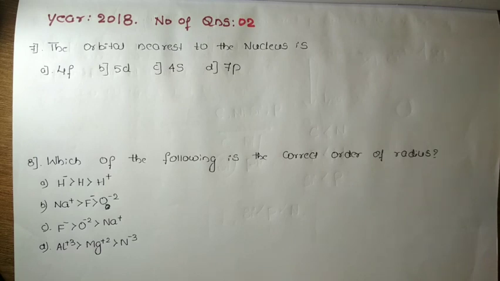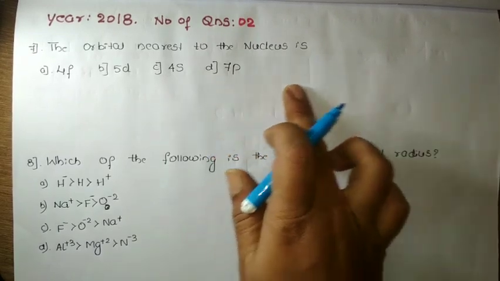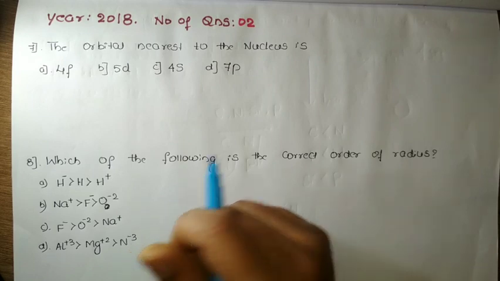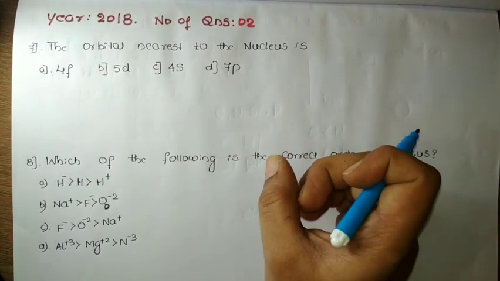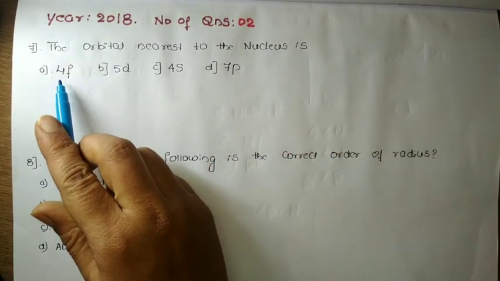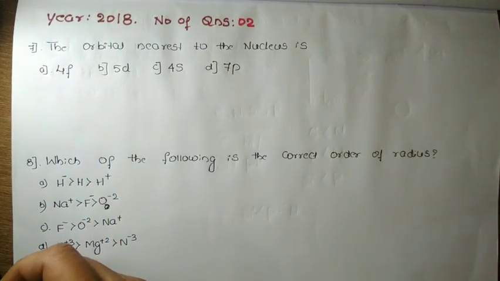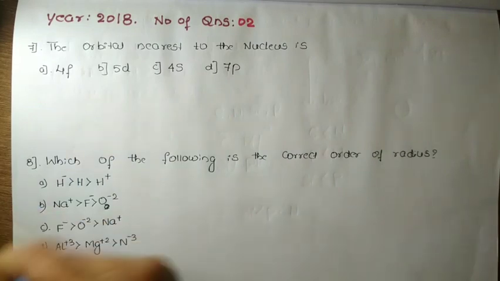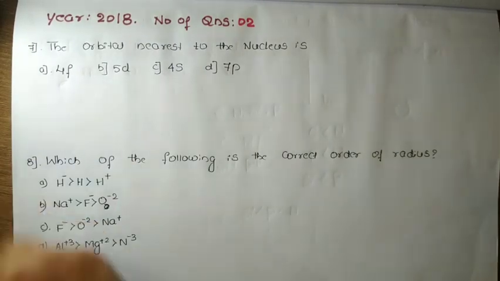So we know that from the Aufbau principle, the electrons are filled according to their increasing energy level, that we have learnt. Okay, so the orbital which is nearer to the nucleus, how are we going to find out? By the quantum number. Okay, so you could observe here option A, we have 4s, 5d, 4f, 7p. So among the four options, which is the lower energy level? You could say it is the 4s and 4f we have. Okay, agree?